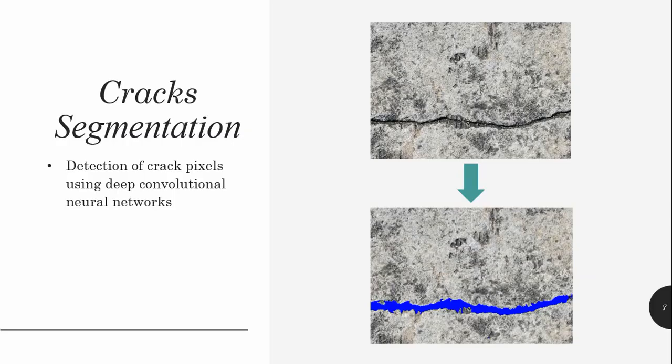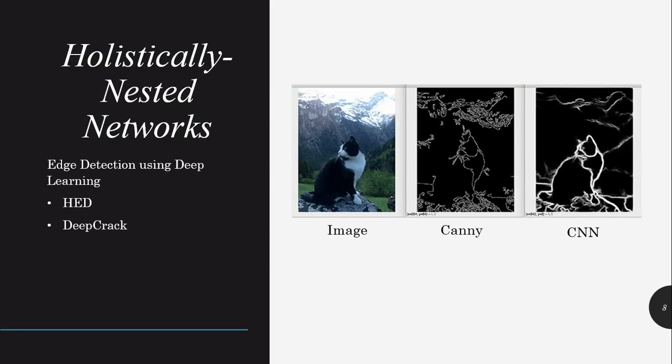In the crack segmentation task, we try to detect all pixels of cracks in an image by deep convolutional neural networks, as is shown in this picture. For this purpose, we can use edge detection techniques, which can detect the edge of an object in an image. An example of the classical edge detection methods is the Canny method, which is popular, but a subset of new deep learning based and convolutional methods are holistically nested networks. In this study, we have used two important approaches of these holistically nested networks, which are called HED and DeepCrack model.